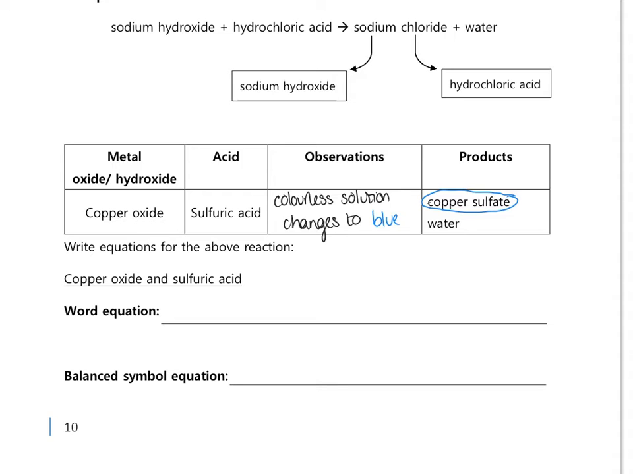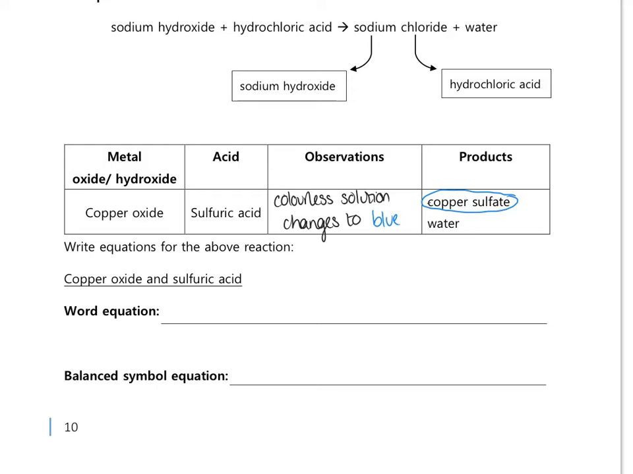If you can't remember that, look for one of the other videos on my channel from last year, and it goes through a couple of videos of these types of reaction. So we then wrote our equation for copper oxide and sulfuric acid.